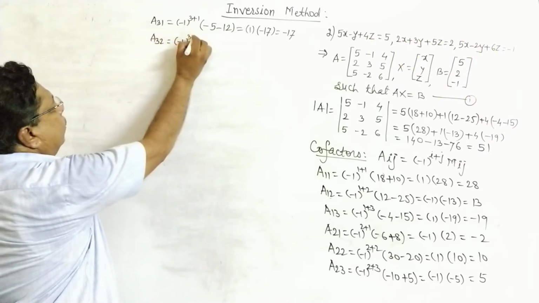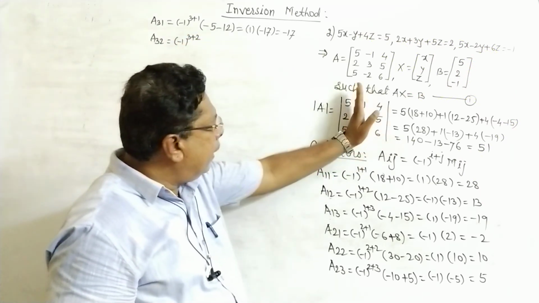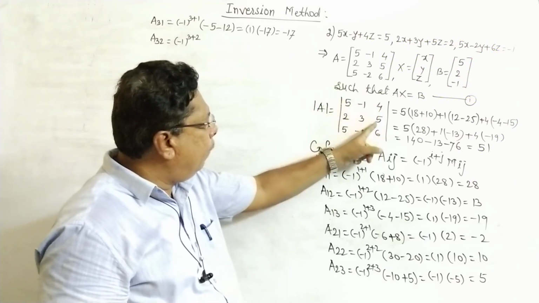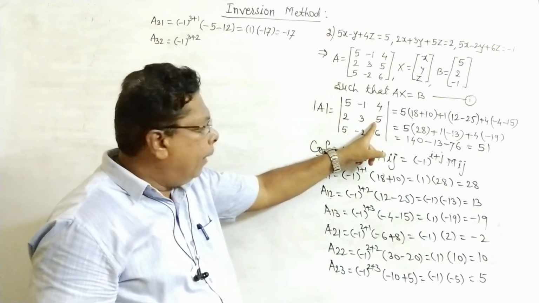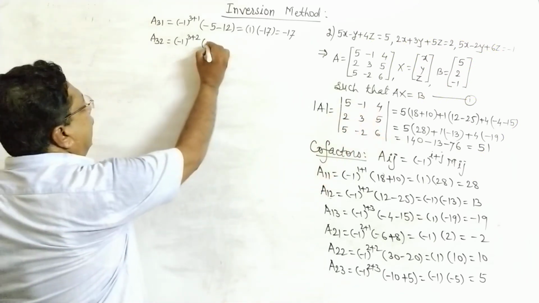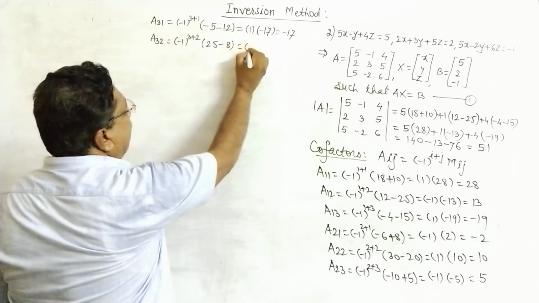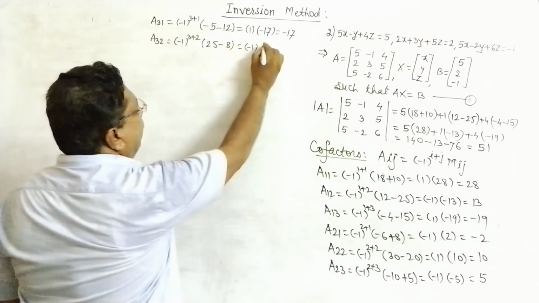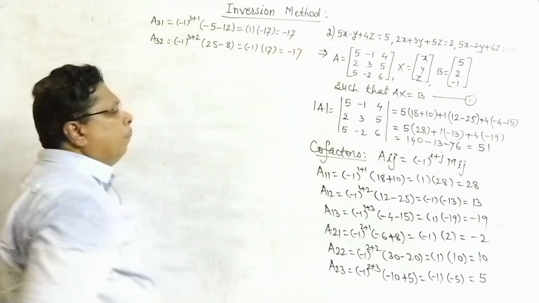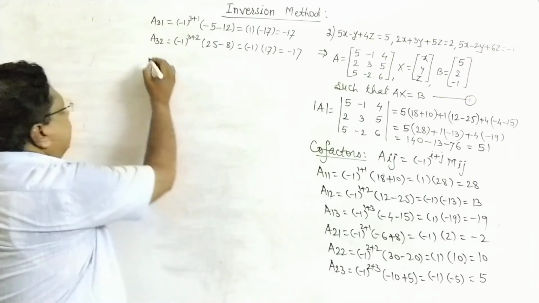Minus 1 raised to 3 plus 2, third row, second column. Remaining elements, take multiplication: 5 5s are 25, minus 2 4s are 8, 25 minus 8. Next one is 1, after that comes minus 1. 25 minus 8 is 17, so it is 17 into minus 1, which is minus 17. Is that it? Now the next remaining cofactor.